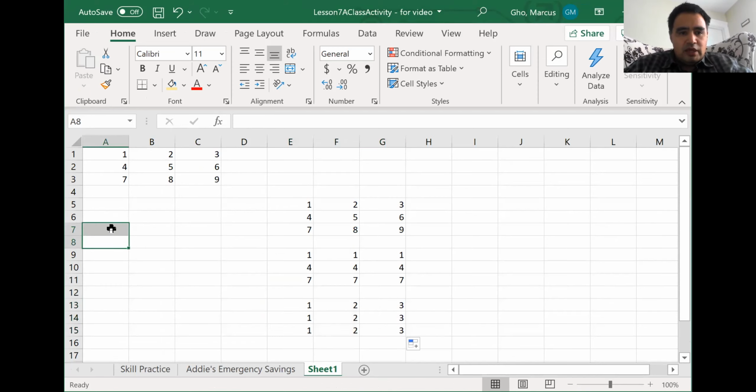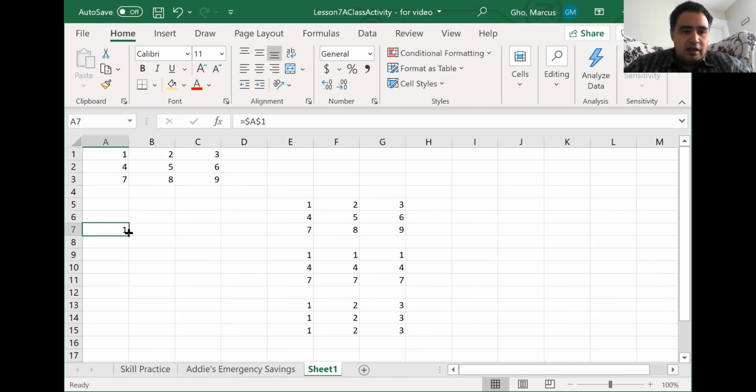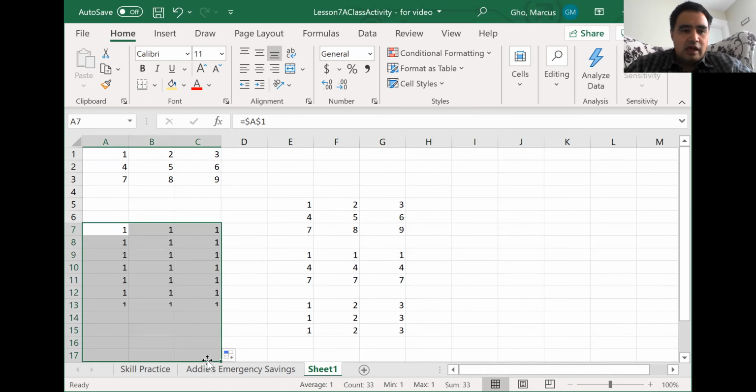Another option is, if we put the dollar sign on both the row and the column, the little shortcut is if you hit F4. No matter where you copy this, how far down, the rows and the columns are held constant with that dollar sign because they're anchored down and it won't ever move.